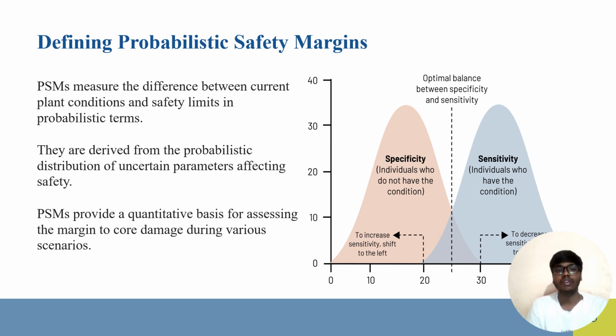Defining probabilistic safety margins. PSMs, also known as probabilistic safety margins, measure the difference between the current plant condition and safety limits in probabilistic terms. They are derived from the probabilistic distribution of uncertain parameters affecting safety. PSMs provide a quantitative basis for assessing the margin to core damage during various scenarios. They are most important for protecting the nuclear reactor.